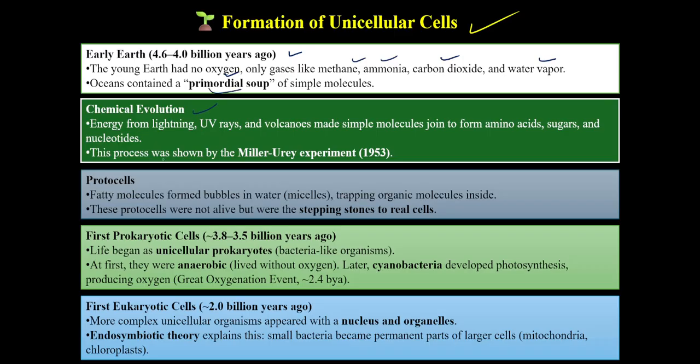Then chemical evolution occurred. Energy from lightning, UV rays and volcanoes made simple molecules join to form amino acids, sugars and nucleotides. This process was shown by the Miller and Urey experiment in 1953. Then these amino acids, sugars and nucleotides formed more complex structures known as protocells. Fatty molecules formed bubbles in water called micelles, trapping organic molecules inside, and these protocells were not alive but were the stepping stone to real cells.